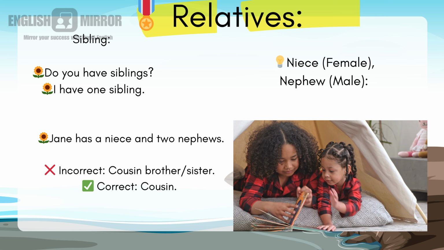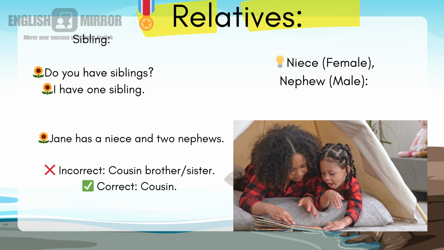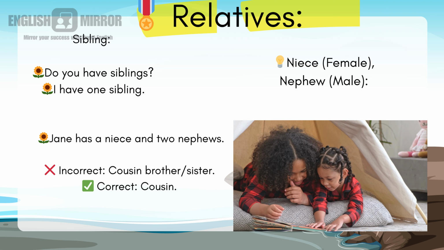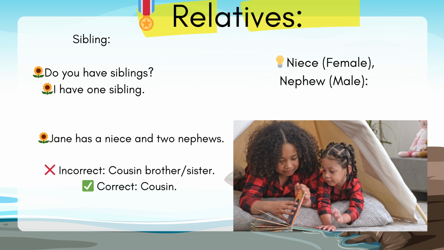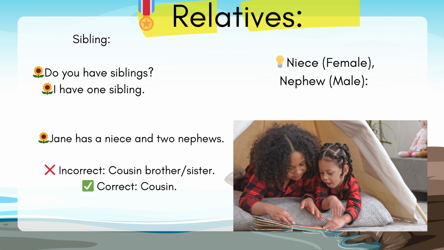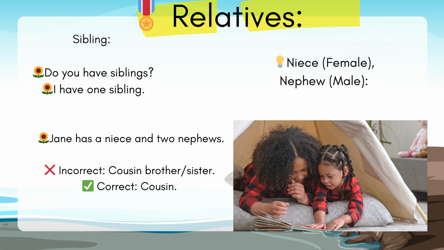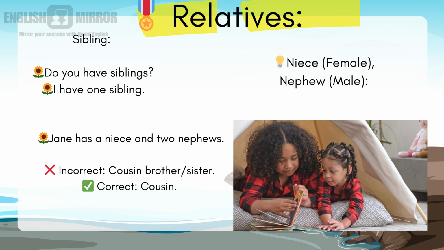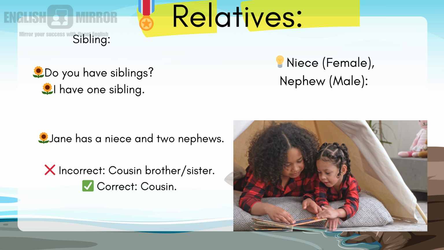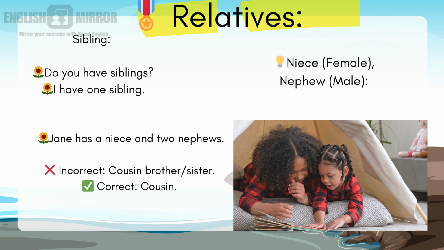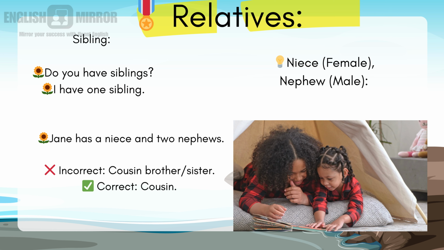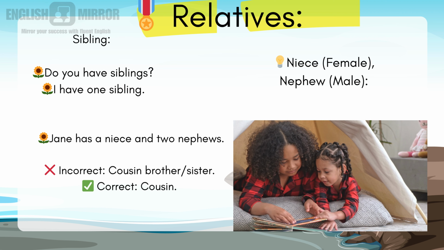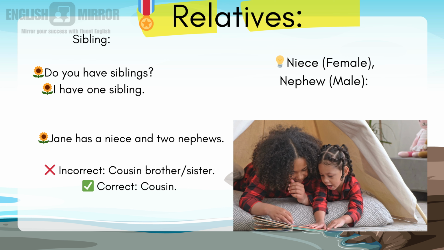Now I'll be talking about some relationships and relatives. Siblings means those who are with us, a brother or a sister, elder or younger. We call them siblings. You can ask, do you have siblings? I am asking whether you have a brother or a sister. What should your reply be? Yes, I have one sibling. And if you have two, how will you say it? Yes, I have two siblings.